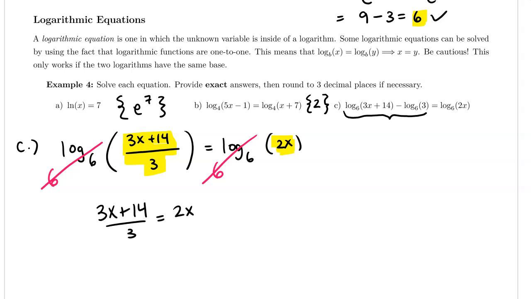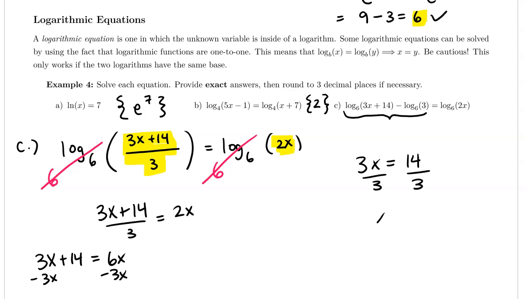From here, I can multiply both sides by 3. That will give us 3x plus 14 is equal to 6x. Then I can subtract 3x from both sides. We'll get 3x is equal to 14. And finally, we can divide both sides by 3, giving us x equals 14 over 3. So that is our final answer for part C. And that concludes example 4.